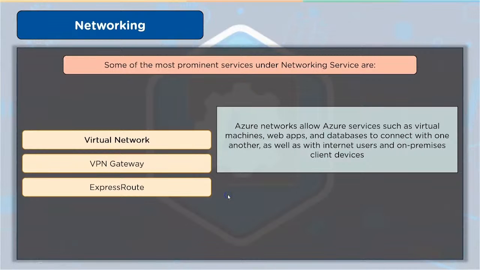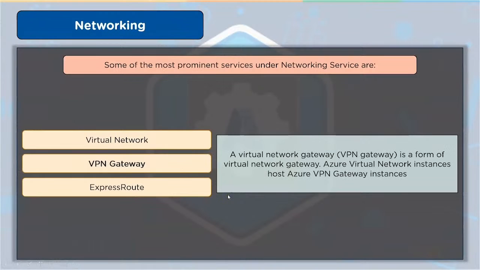Next, we will talk about VPN gateway. A virtual network gateway or VPN gateway is a form of virtual network gateway. Azure instances are installed in Azure Virtual Network instances and provide connectivity for services. A site-to-site connection connects on-premises data centers to virtual networks. A point-to-site link connects individual devices to virtual networks, and a network-to-network connection connects virtual networks to other virtual networks.